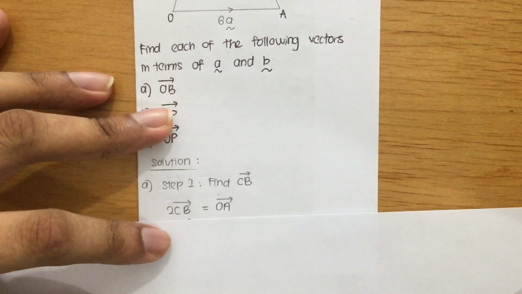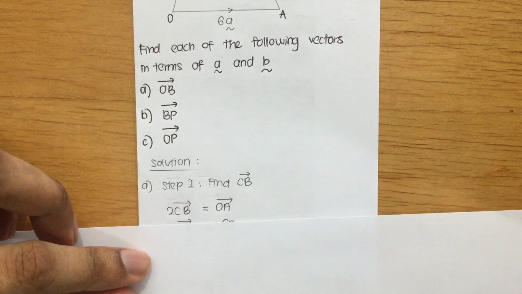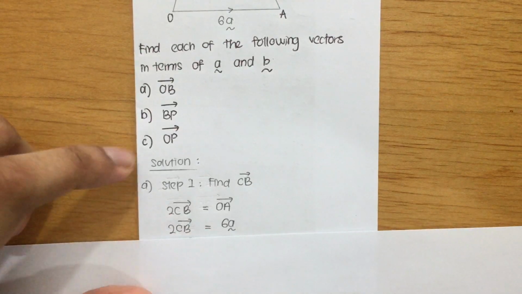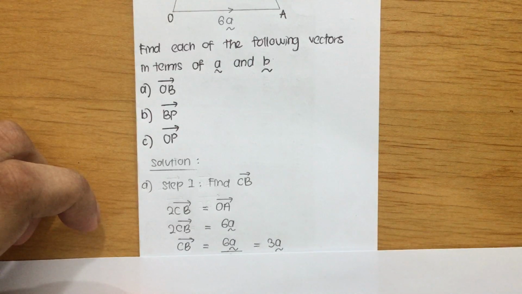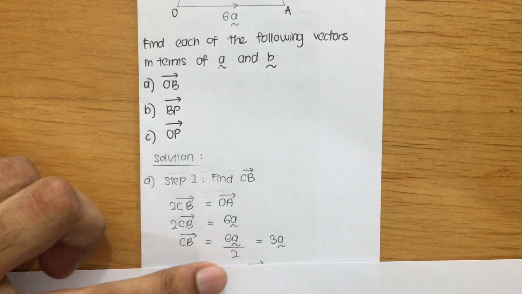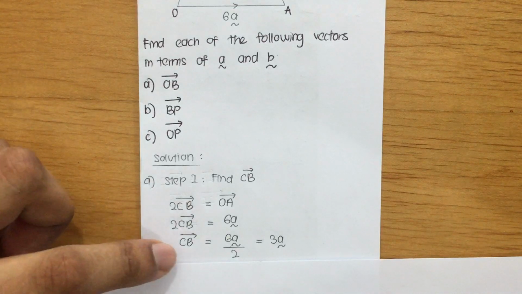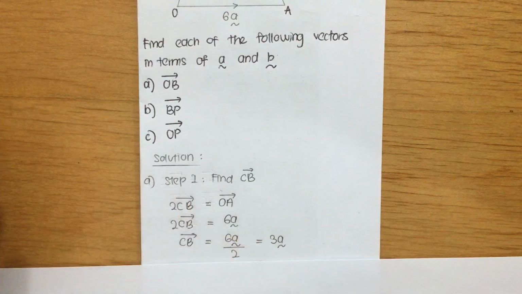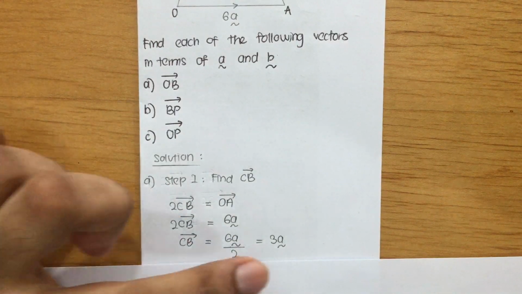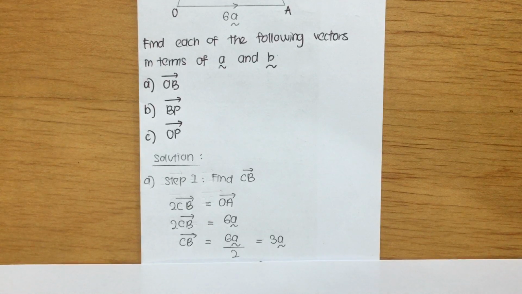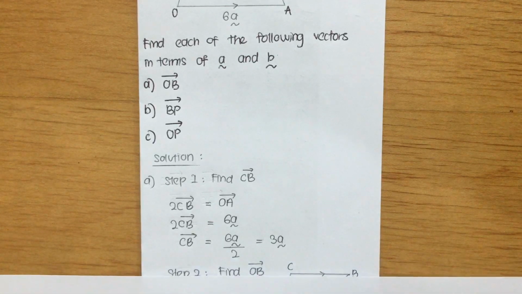So 2CB is equal to OA. It's given that 2CB is equal to 6A. From here, we get CB is equal to 6A divided by 2, and so CB is equal to 3A. So we know our vector CB is equal to 3A. This is the first value. We already got the vector CB, so let's proceed to the next step.